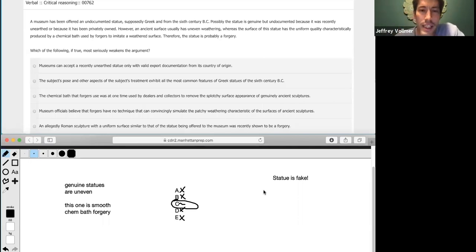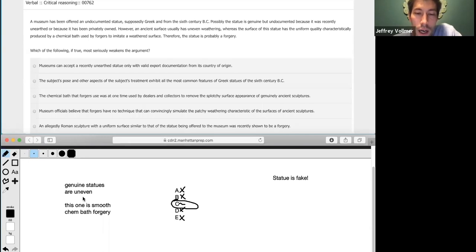So the process here is the same, whether it's on the whiteboard or on paper, okay? I still want to identify in a weaken the argument question or a strengthen the argument question or a find the assumption or an evaluate the argument question, what is the conclusion and what is the support? The conclusion here is the statue is fake and it's based on observations of the smoothness of the surface, okay?